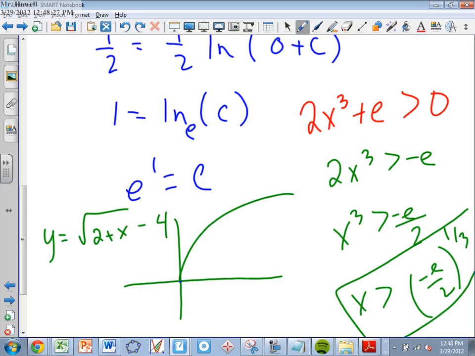The 2 here is my h value. So I go over 2 and I go down 4. So my function for this one would look like that. My range would be from -4 all the way up to infinity. My domain would be from -2 all the way over to positive infinity. So based on the h and k and the vertical and horizontal shifting, your range and domain change for these kinds of functions.